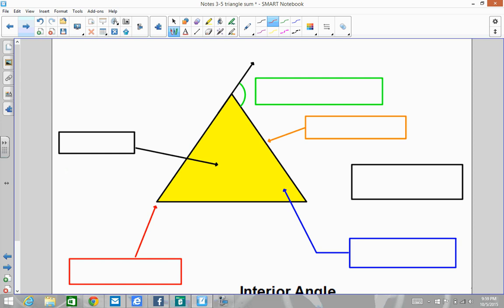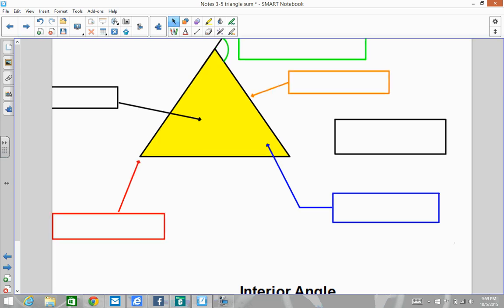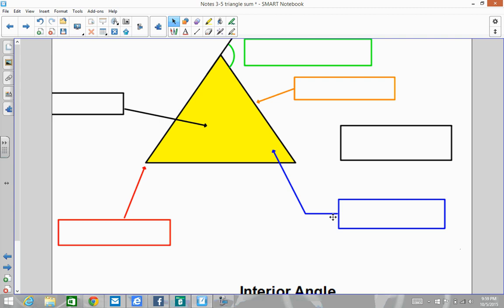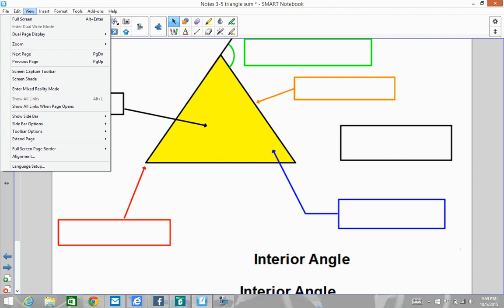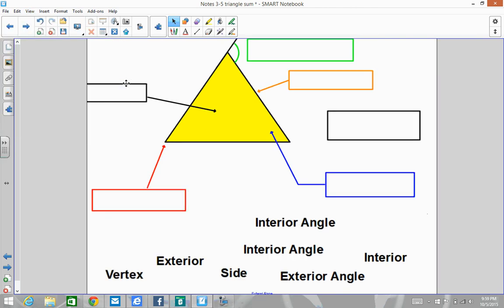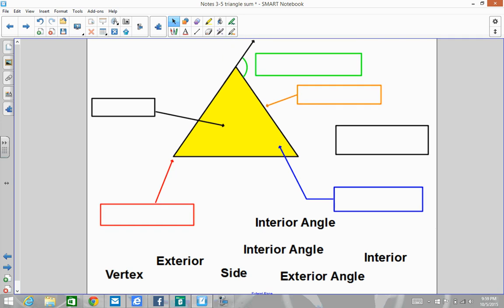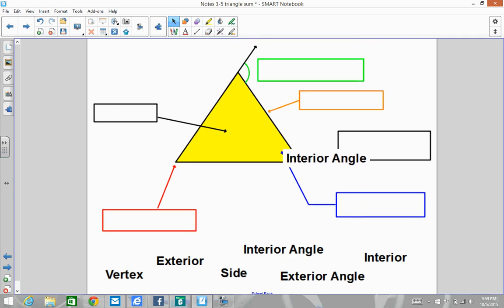All right, so the parts of a triangle. So let's just go over this real quick. I'm missing a few things down here. I'll change my view here. All right, so the parts of a triangle. So we got this right here. This is the interior angle, and so that goes right here. That is interior angle. We have our vertex for the triangle, which is right here.